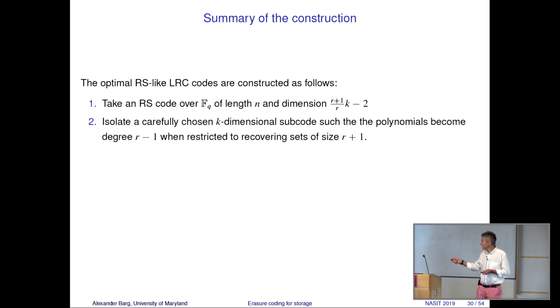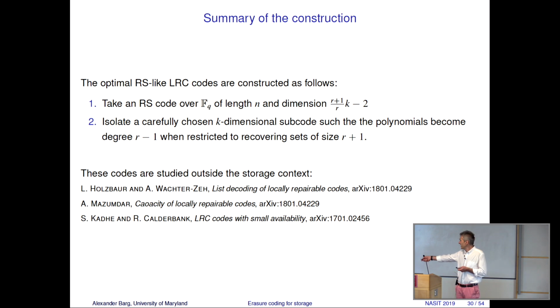This is the overview of what I said. Take subcodes of Reed-Solomon codes of length n of that dimension. We start with an RS code of that dimension and choose out of that code a k-dimensional subcode that gives us an optimal locally recoverable code. So this is as far as repair degree is concerned. This is not the end of the story. We are now jumping to later parts of the story. So I have presented this construction.